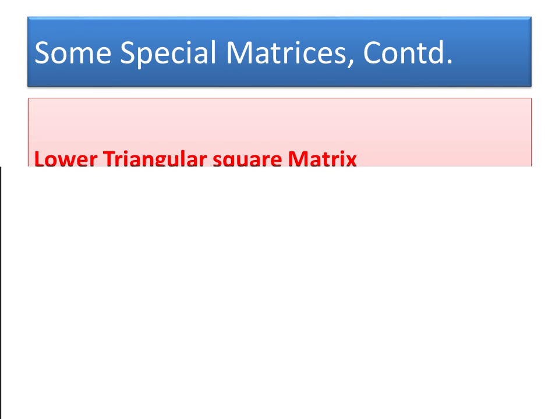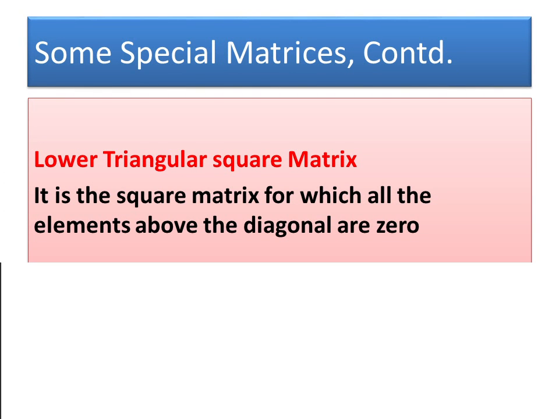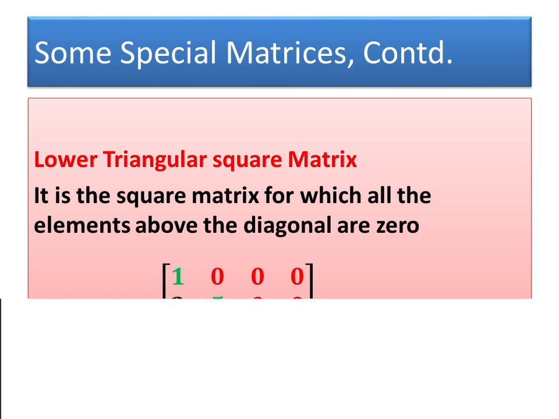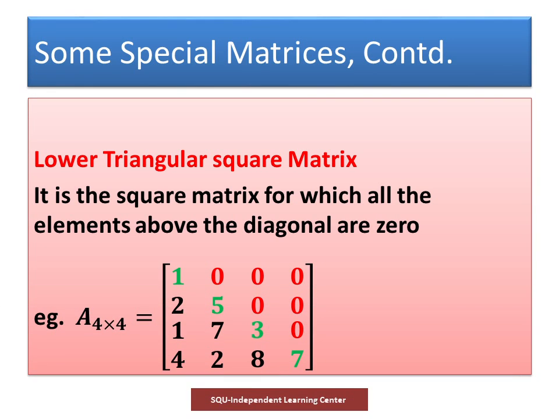Now, the lower triangular square matrix is the square matrix for which all the elements above the diagonal are zeros. Again, we have a 4 by 4 square matrix, and the diagonal elements have this nice color. The elements above the diagonal are all zeros. So this we call the lower triangular square matrix.